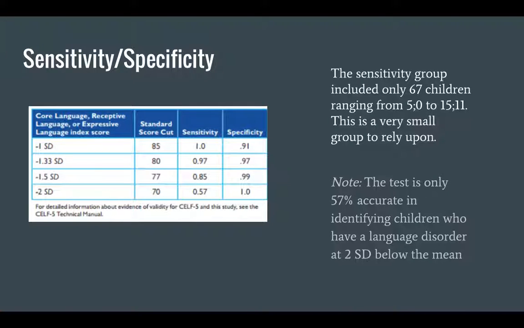So the sensitivity group included only 67 children, ages ranging from 5 to almost 16. Unfortunately, this is a really small group to rely upon. The test is only 57% accurate in identifying children who have a language disorder at 2 standard deviations below the mean.